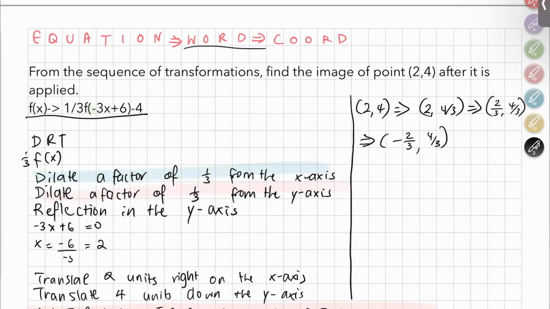And then translate 2 units right on the x-axis. Once again, you just plus 2, so that becomes 4 over 3, 4 over 3. And then you have translate 4 units down, you minus 4 from the y value, that becomes 4 over 3, negative 8 over 3. And this is your new coordinate of the image. So these are some examples, and some of them are quite difficult, so make sure you understand step by step.